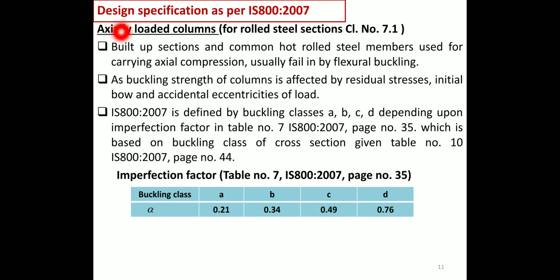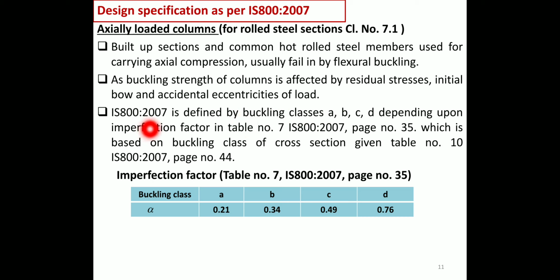Then coming to the last point, the design specification as per IS 800-2007 for axially loaded columns of specially rolled steel sections, according to clause number 7.1 of IS 800-2007. So for built-up sections and common hot rolled sections, mostly hot rolled steel members used for carrying axial compression usually fail in flexural buckling. We see that the buckling strength of a column is affected by residual stresses, initial bow and accidental eccentricities of load.